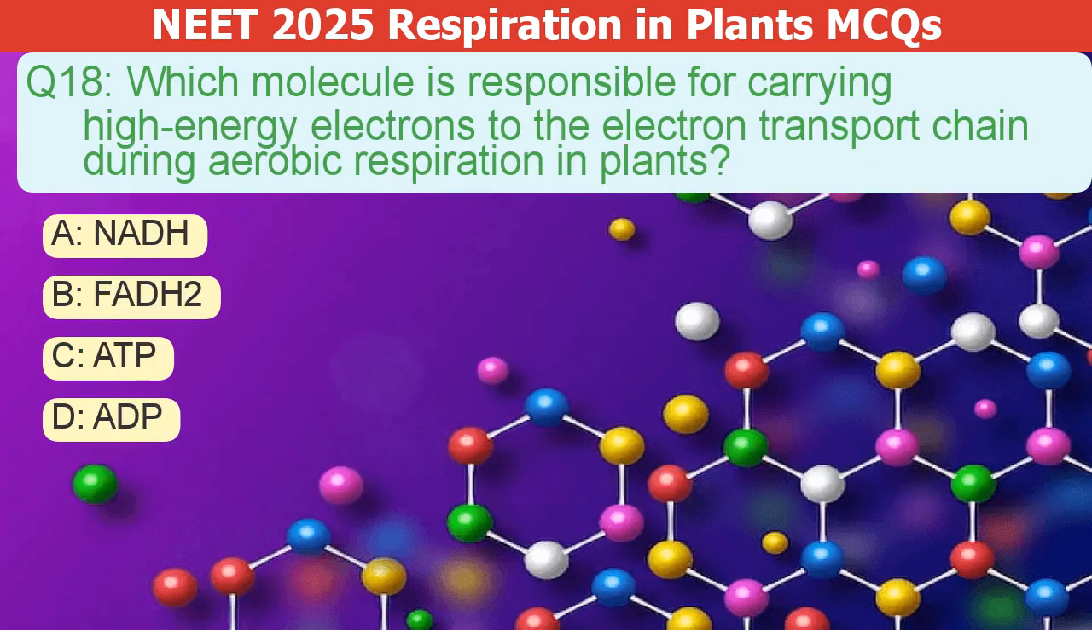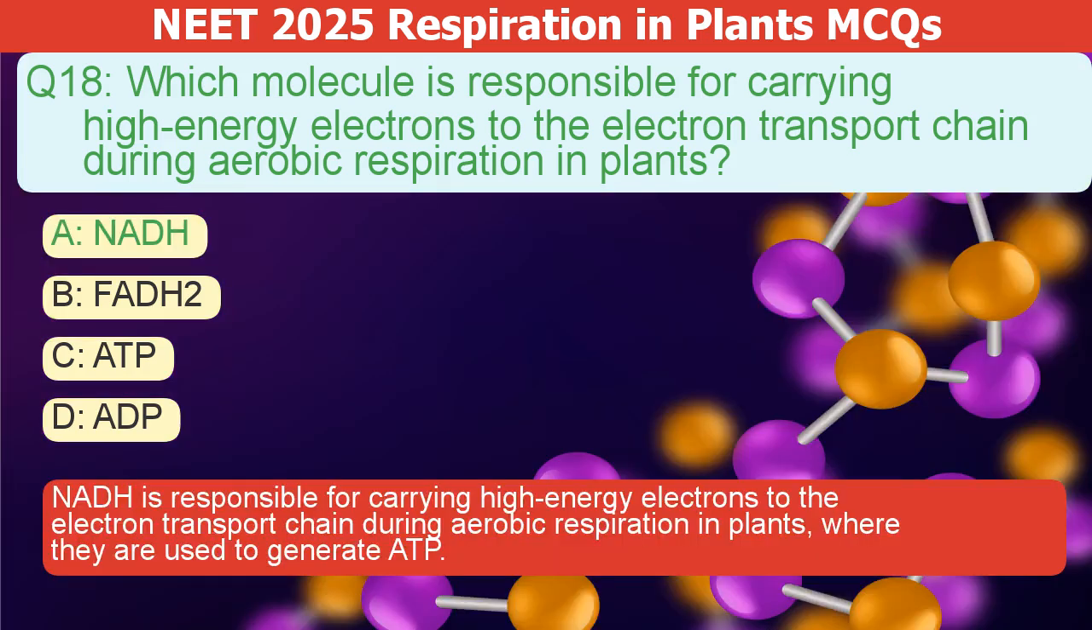Which molecule carries high-energy electrons to the electron transport chain during aerobic respiration in plants? A. NADH. B. FADH2. C. ATP. D. ADP. The correct answer is A. NADH carries high-energy electrons to the electron transport chain during aerobic respiration in plants. These electrons are used to generate ATP.